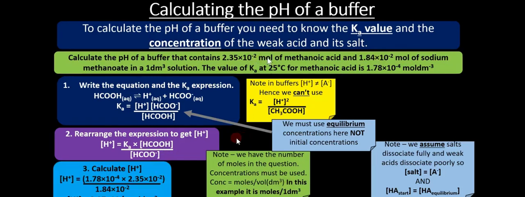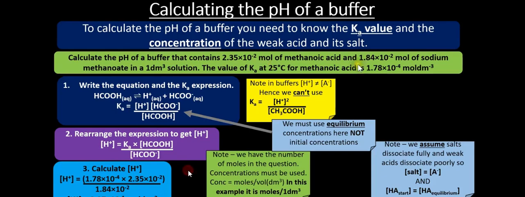So let's do this. Now let's add what we are given. Our Ka value here was 1.78 times 10 to the power minus 4, and we're going to multiply by the concentration of the acid at start, divided by the concentration of the conjugate base, which is 1.84 times 10 to the power negative 2. Remember, all the conjugate base ions are coming from the salt, so we just plug in the concentration of the salt. When simplified, this gives us the concentration of our H plus ions.